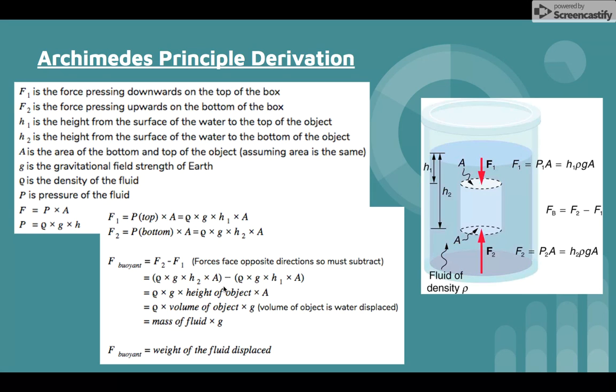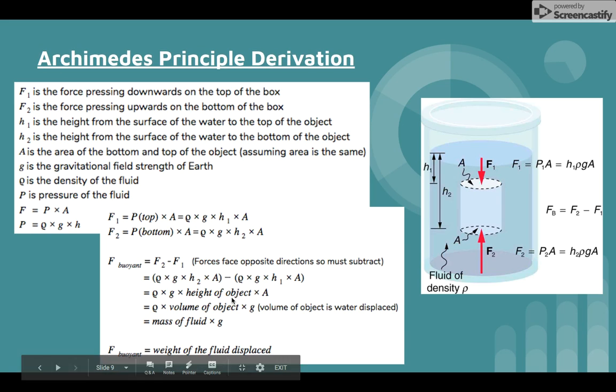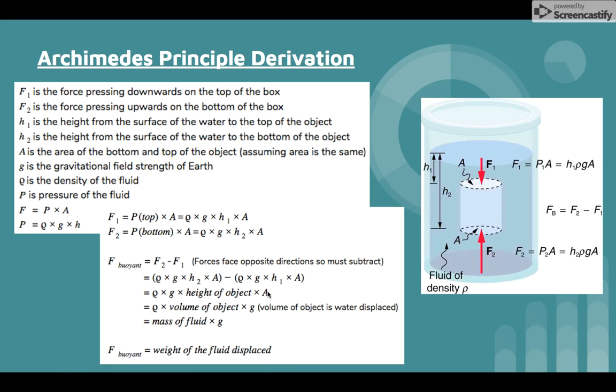So from here, we can factor out h2 minus h1. If we factor out h2 minus h1, this means that the net buoyant force must be equal to the density of the fluid, multiplied by g, the gravitational constant, multiplied by the area, which is the same for both the bottom of the object and the top of the object, multiplied by h2 minus h1. And since h2 minus h1 is the same as the height of the object, we can say that the net buoyant force is equal to rho, the density of the fluid, multiplied by the gravitational constant, multiplied by the height of the object, multiplied by the area of the base of the object.